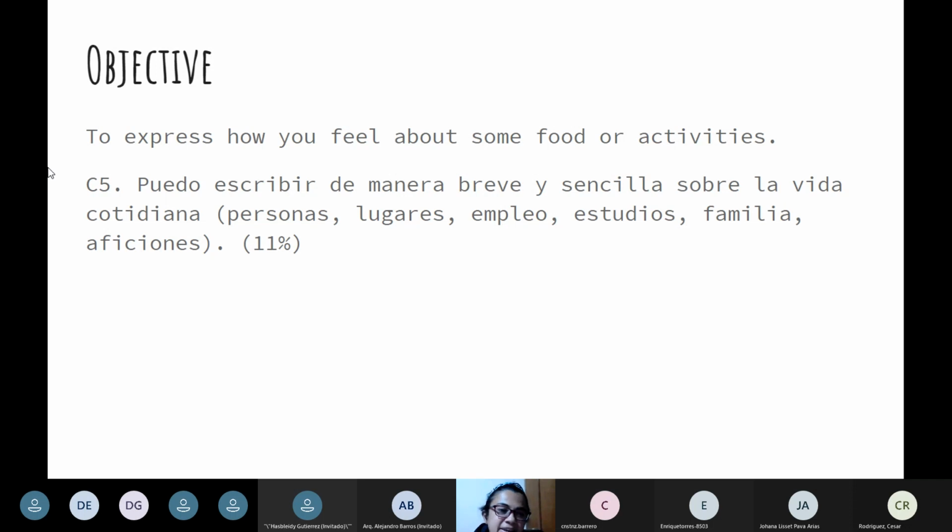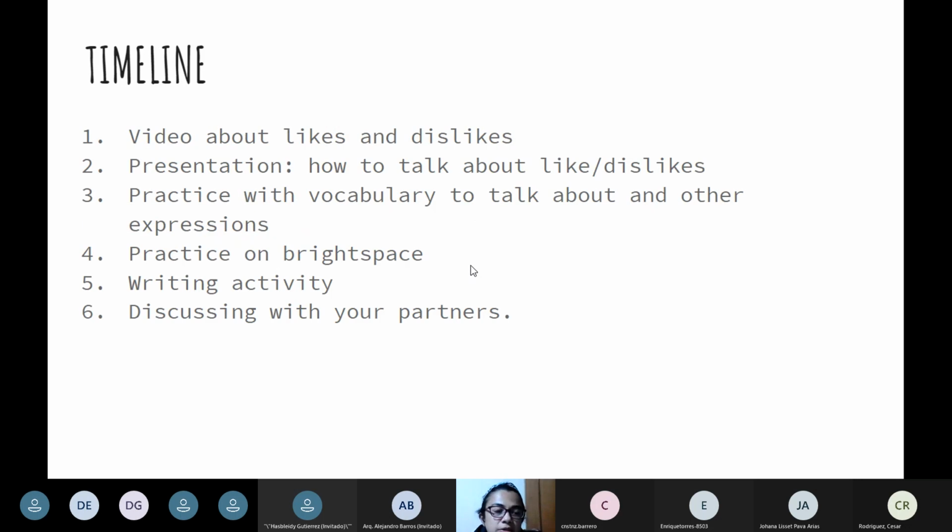Okay? This is the criteria we are going to evaluate. I am sorry it is in Spanish, but I have to show you the criteria in Spanish so that you know what we are going to evaluate today. All right? So this is our timeline for the class.